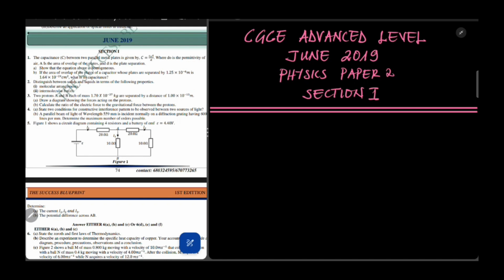Question B, if the area of overlap of the plates of a capacitor whose plates are separated by 1.25 exponent negative 6 meters is 1.64 exponent negative 24 centimeters squared, what is its capacitance?